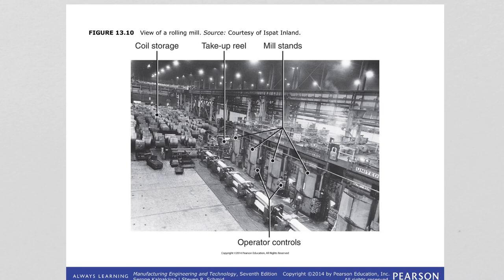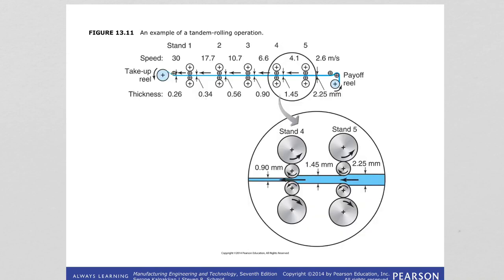Here we are seeing an actual image of a rolling mill, and we have the mill stands with operator controls on the sides. I also suggest you please take a look at the video links to see this process and how it actually looks. So here the tandem rolling operation image is given to us, where, as we have learned, the strip is rolled through a number of stands and gets thinner with each pass.